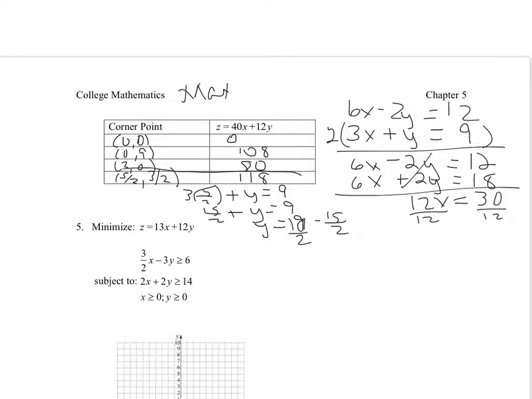Guess what? That is going to be our maximum. So our maximum is 118, and that occurs at the ordered pair (5/2, 3/2). Okay?